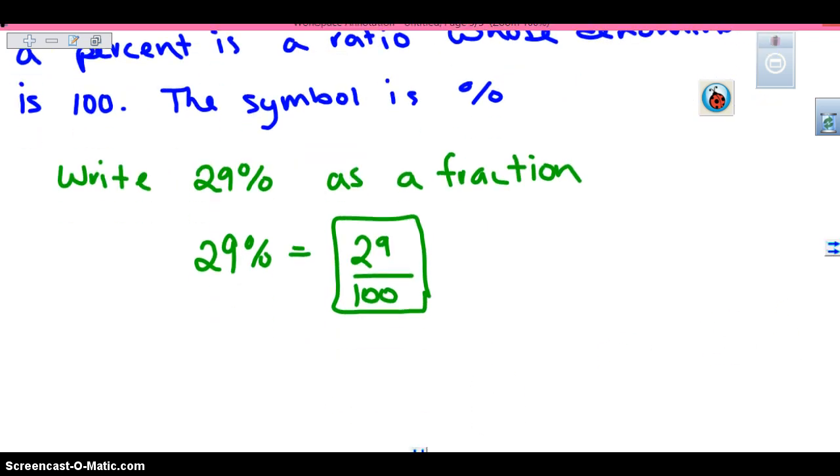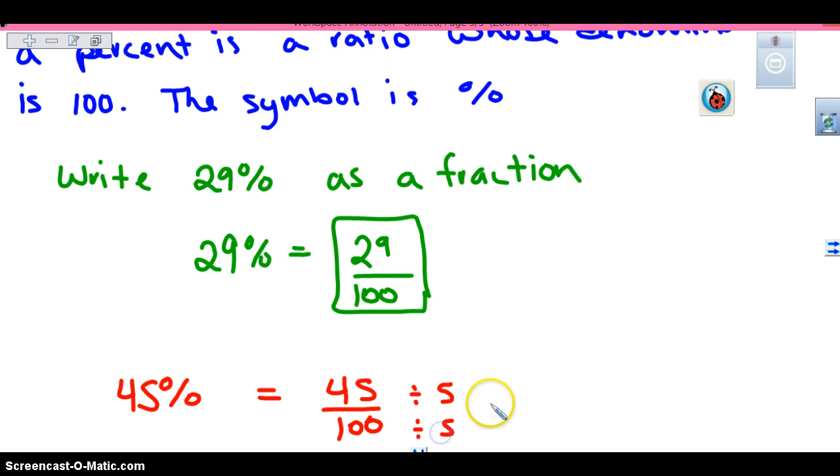If we had to write 45% as a fraction, we would write 45 over 100. Can we simplify 45 over 100? Yes, we can divide both of these by 5. This means that 45% is equal to 9 over 20.